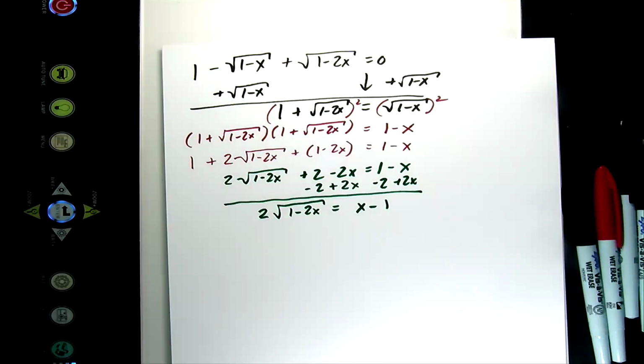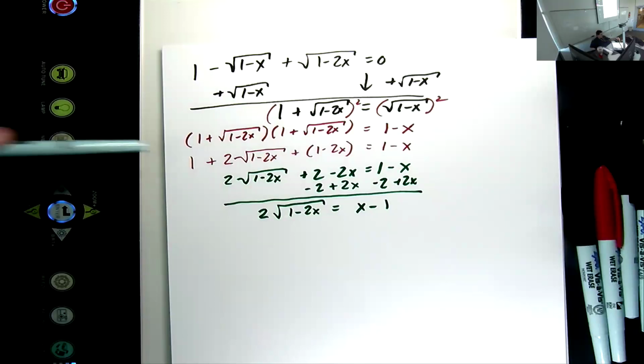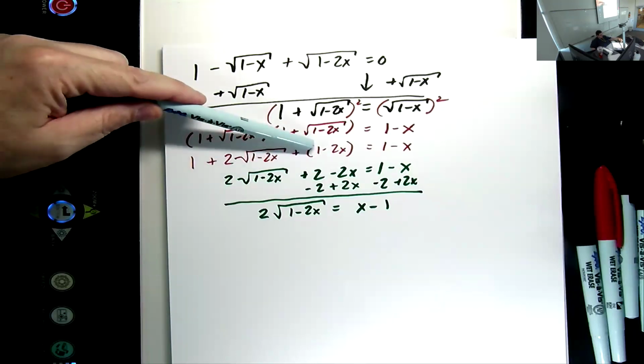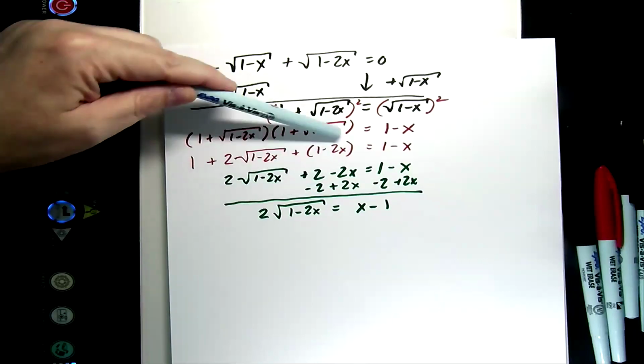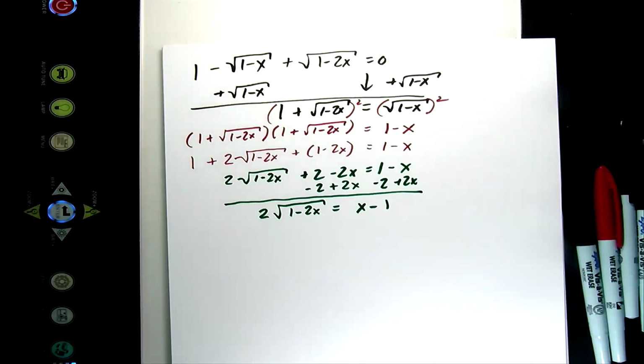I'm confused. Where did you get the 2 minus 2x? I added this one and that one to get the 2. Mm-hmm. And then the minus 2x is already there. Well, where'd you get the first 2? Like the 1 plus 2, how did that happen?